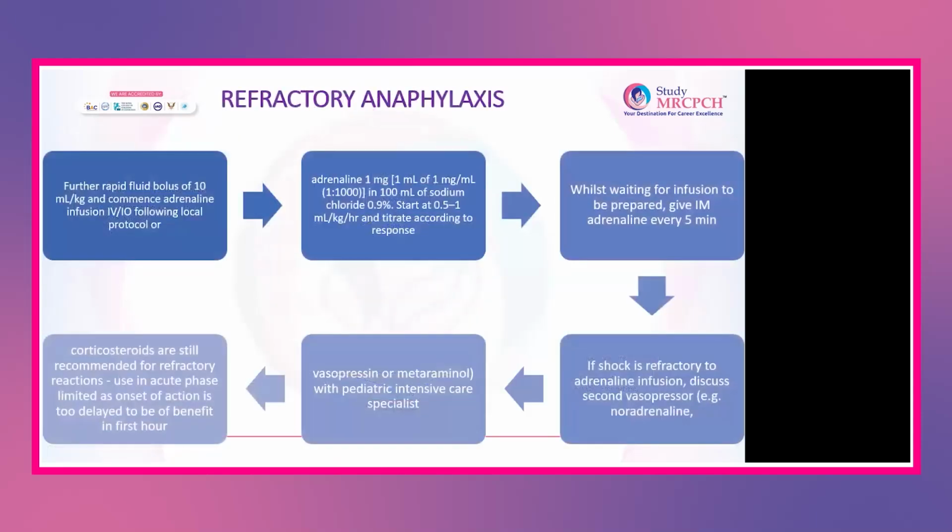We mentioned that blood pressure is already affected. You already started 10 ml per kilogram, and you are following your local protocol. Adrenaline, you can repeat again and give as an infusion instead of IM, because 2 doses were already given previously. You can repeat it every 5 minutes and consider giving a second vasopressor like noradrenaline, ask your pediatric intensive care unit specialist to be prepared, and administer corticosteroid.